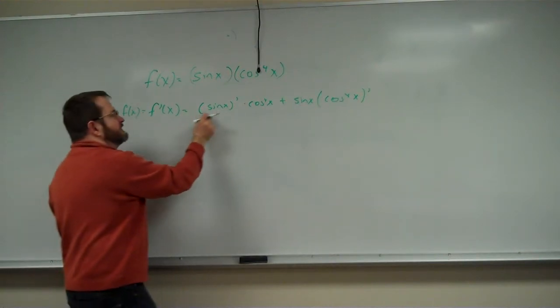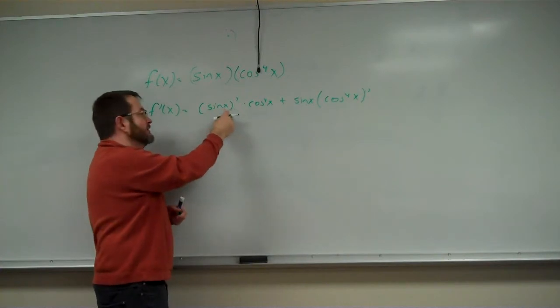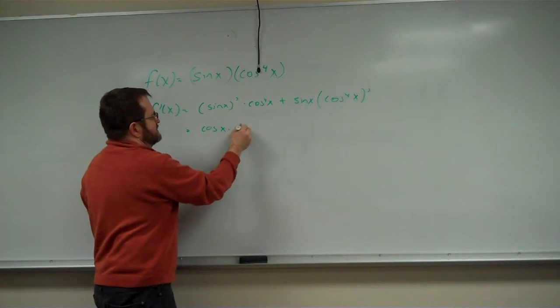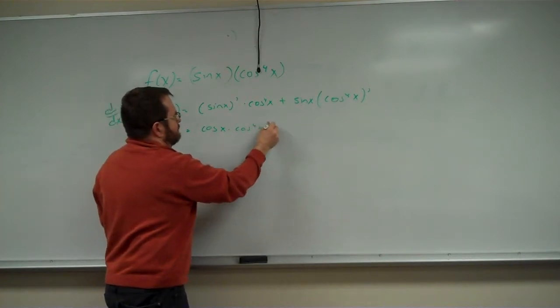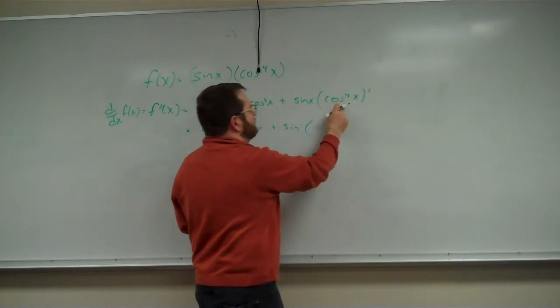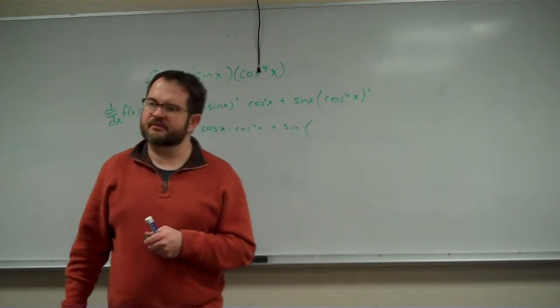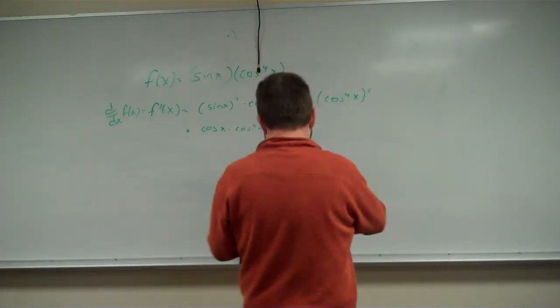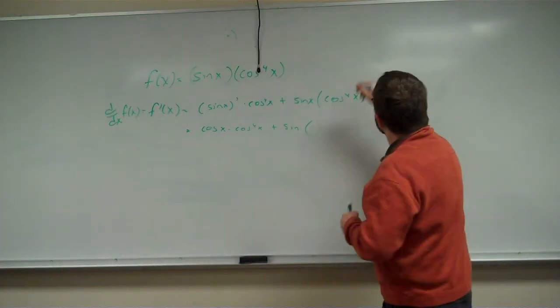Okay. Derivative of sine, we learned last time. Derivative of sine is cosine times the second term, plus the first term, times, oh, wait a minute, derivative of cosine to the 4th power. Now we have a chain rule. Let's go bust that off into a different place in a different color.